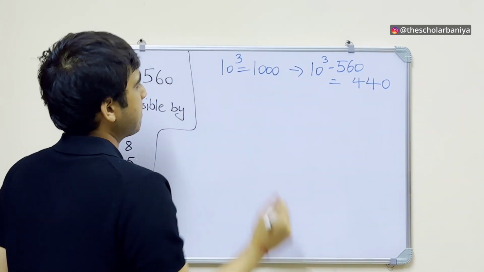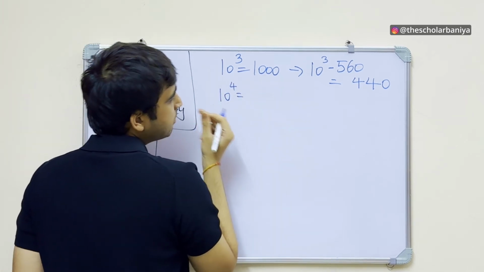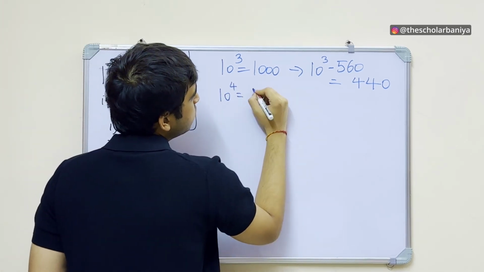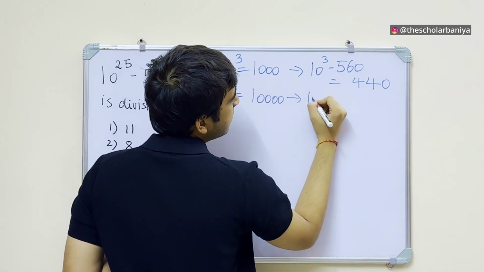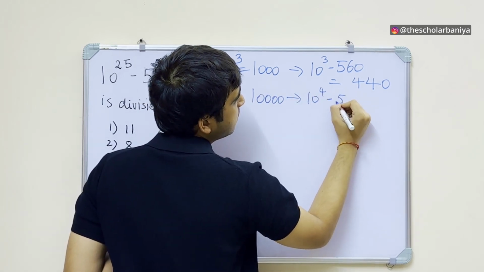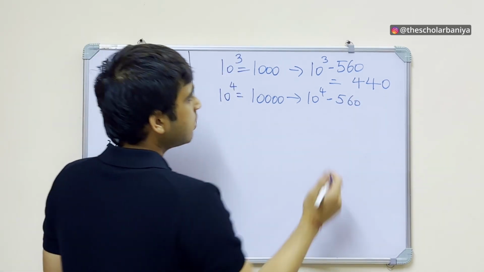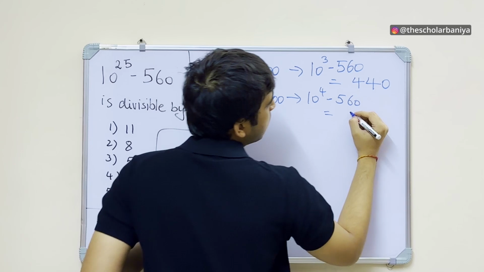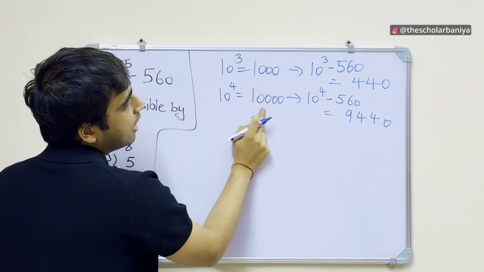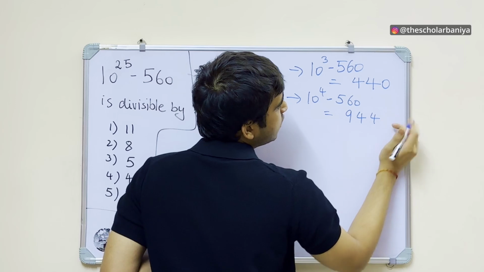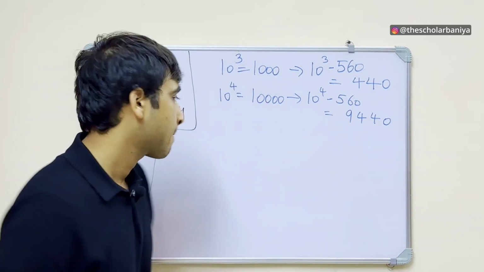Now let's take 10 to the power 4. What is 10 to the power 4? It is 1 and 4 times 0. So now if you subtract 10 to the power 4 minus 560, then what will you get? If you subtract 10,000 minus 560, then you will get 9,440. I hope this should be clear.